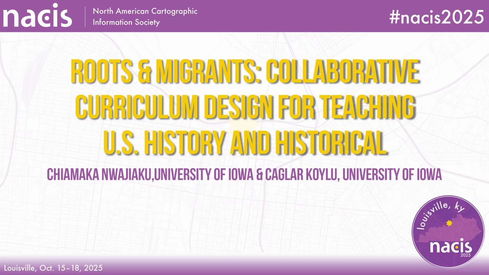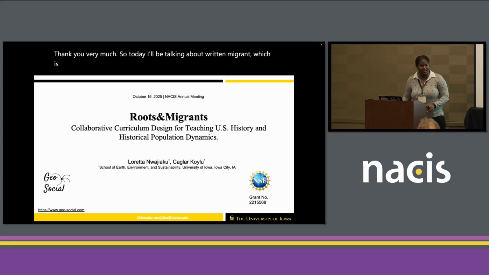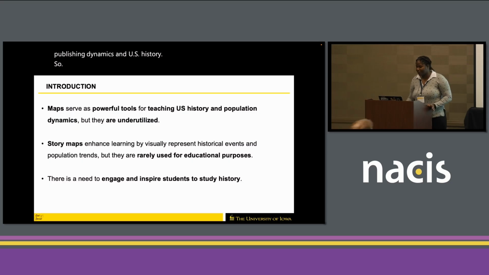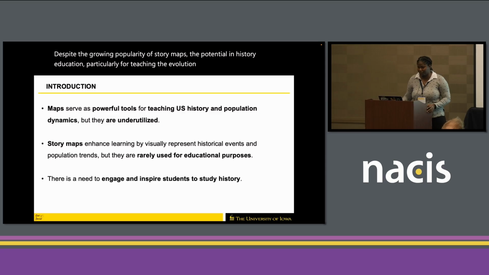So today I'll be talking about Roots and Migrants, which is a story map application designed for teaching and learning historical population dynamics and U.S. history. Despite the growing popularity of story maps, the potential in history education, particularly for teaching the evolution of spatial phenomena over time, remains underexplored.